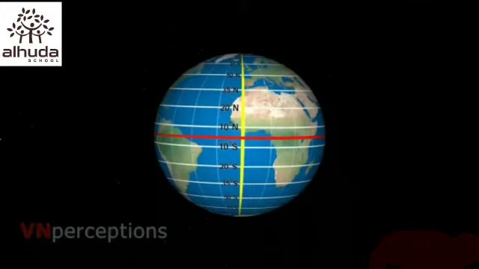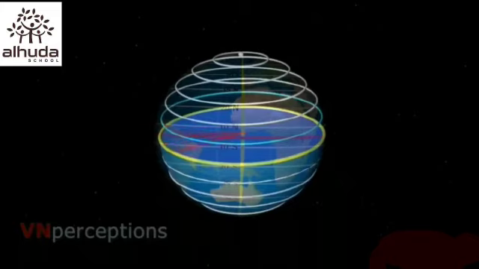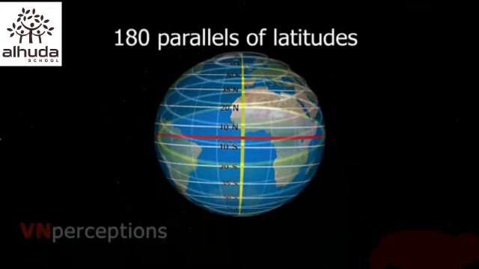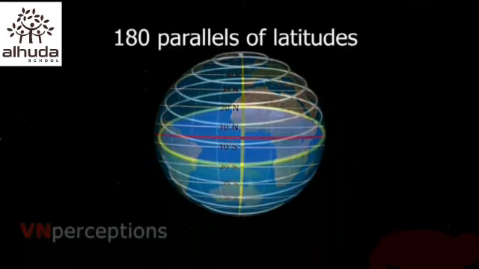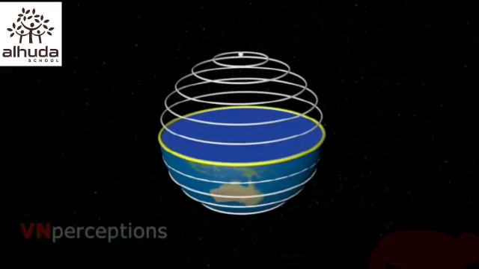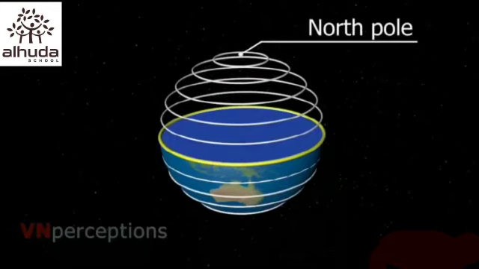So what are the points to be noted? First, a latitude is an angular distance of a place north or south of the equator. There are 180 parallels of latitude. Each parallel of latitude is a circle. All the parallels of latitude are not of equal length. The circles become smaller as we move towards the pole.